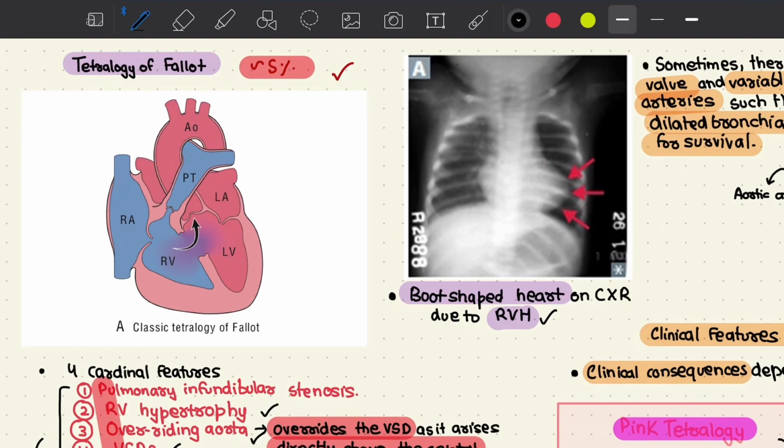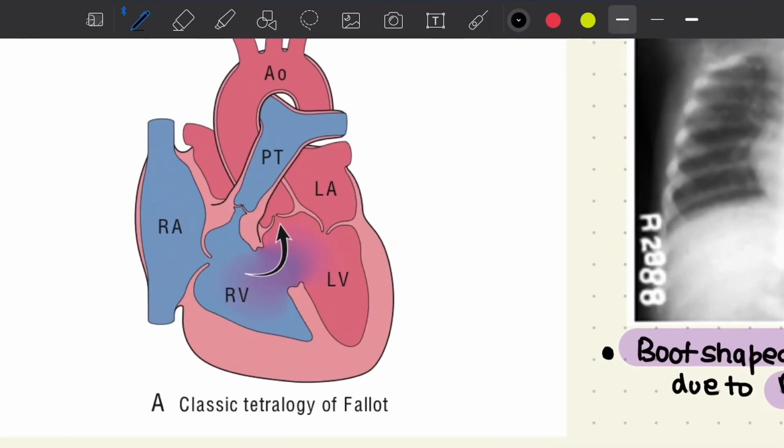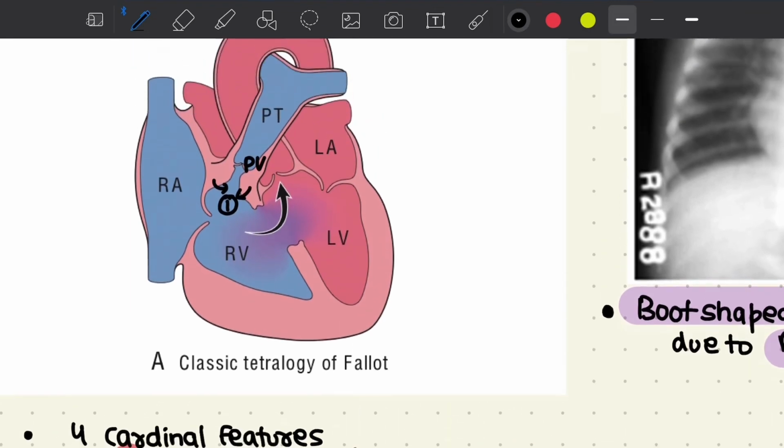It is referred to as a tetralogy due to its 4 cardinal features, which include pulmonary infundibular stenosis. So there is a stenosis at the level of the infundibulum of the right ventricle, which was derived embryologically from the conus cordis and forms the right outflow tract till the pulmonary valve. Secondly, we have right ventricular hypertrophy.